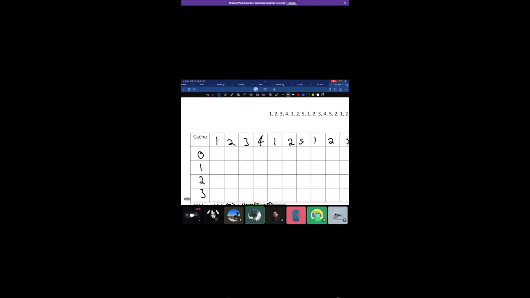So first, we have 1. Nothing's in the cache, so that's a miss. And it goes in the first spot available, which is 0. Second, we have 2. 2's not in the cache. It goes in the next spot available. Same thing with 3 and 4.